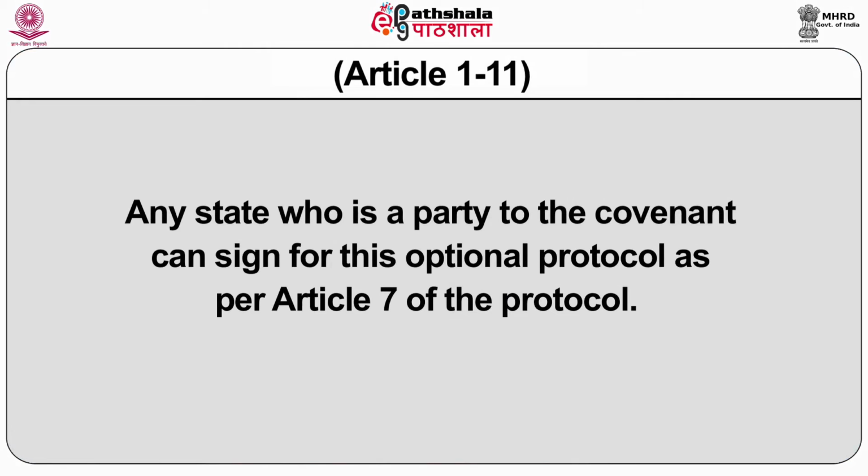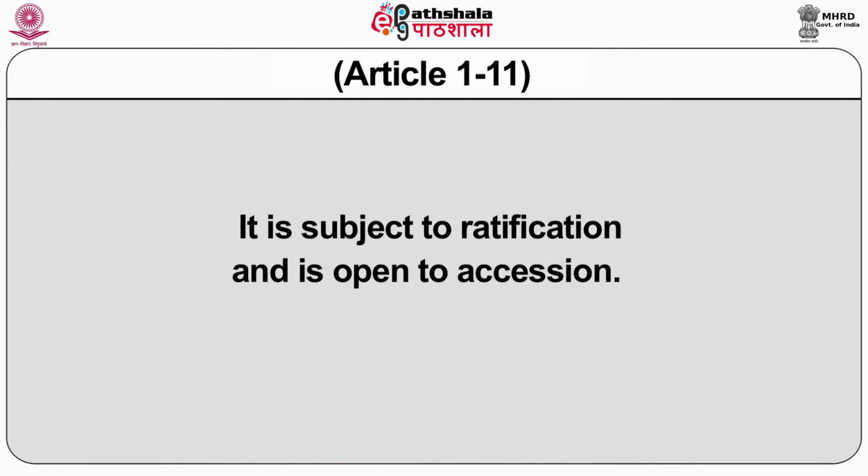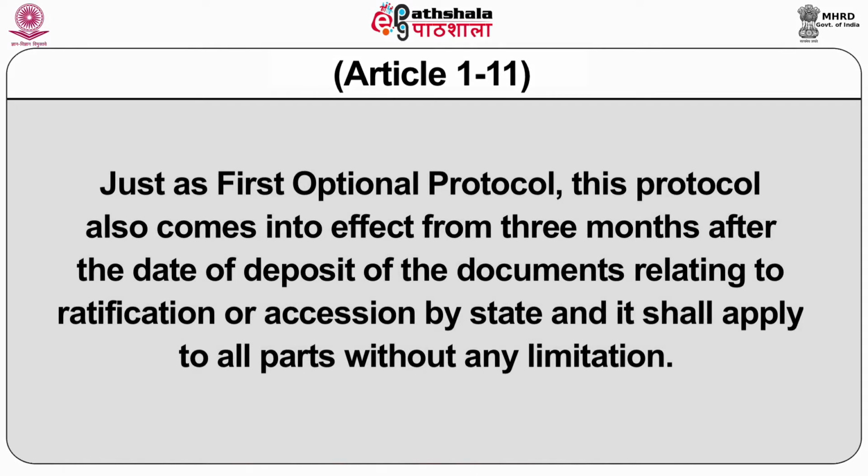Any state which is a party to the Covenant can sign this optional protocol as per Article 7 of the protocol. It is subject to ratification and is open to accession. Just as the first optional protocol, this protocol also comes into effect three months after the date of deposit of the documents relating to ratification or accession by the state, and it shall apply to all parts without any limitation.